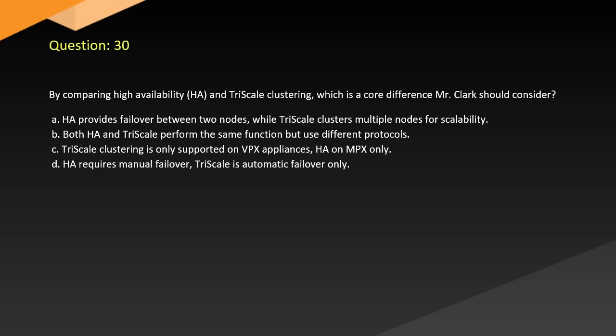Question 30. By comparing high availability, HA, and Trisca clustering, which is a core difference Clark should consider? A. HA provides failover between two nodes, while Trisca clusters multiple nodes for scalability. B. Both HA and Trisca perform the same function but use different protocols. C. Trisca clustering is only supported on VPX appliances, HA on MPX only. D. HA requires manual failover. Trisca is automatic failover only.